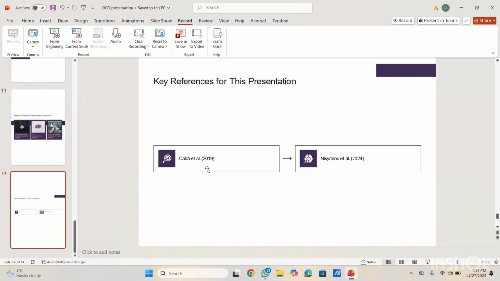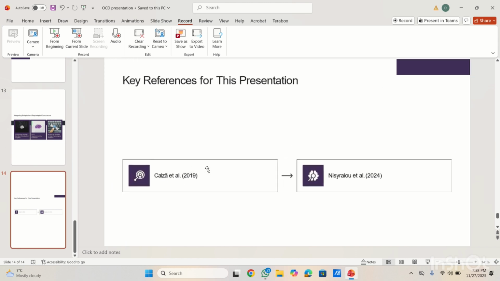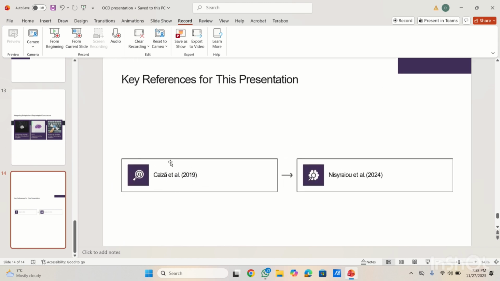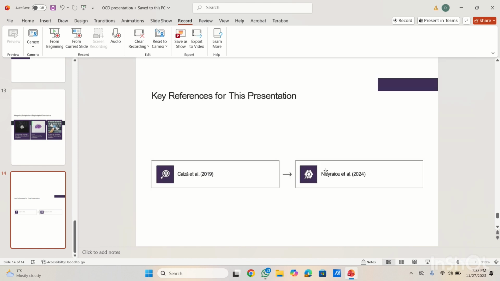And here are the references which I have used for the assignment: from article 1, and this is article 2.